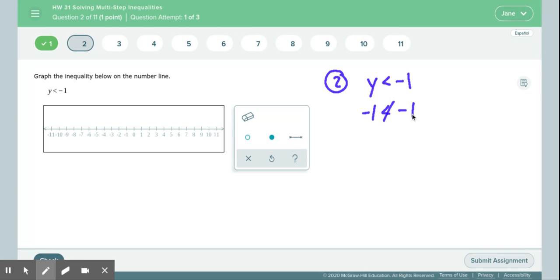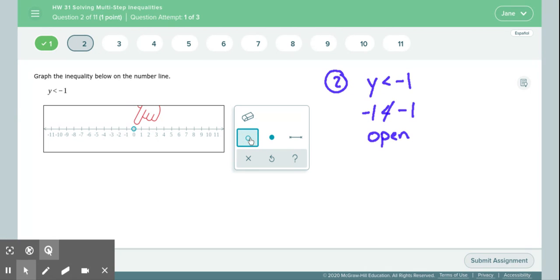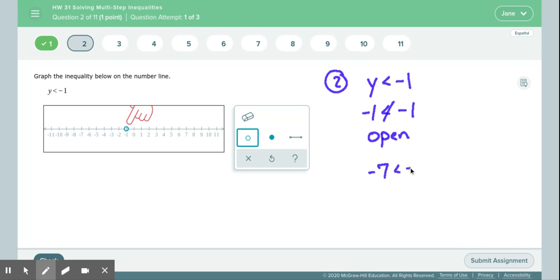It's the same value. That means that I want to say it gets as close to that point as possible, but it's not actually included in the solution, which means I need to use an open circle. So I'm going to click on the open circle and I'm going to plot it at -1. Now what I need to do is come up with numbers that are less than -1. So pick any number that you want that is less than -1. So for example, -7 is less than -1 is a true statement.